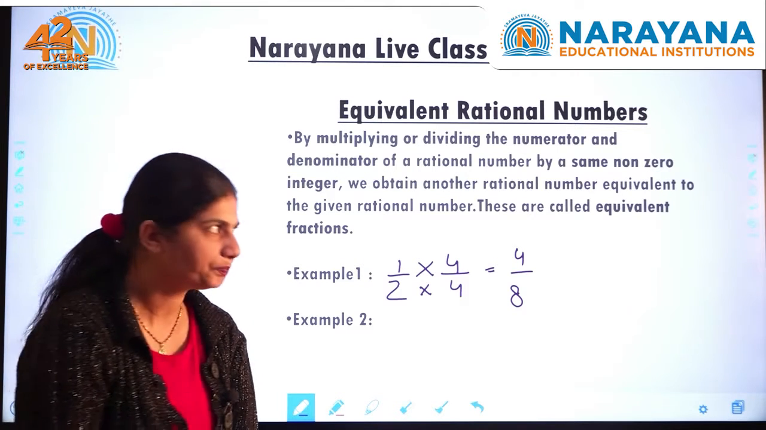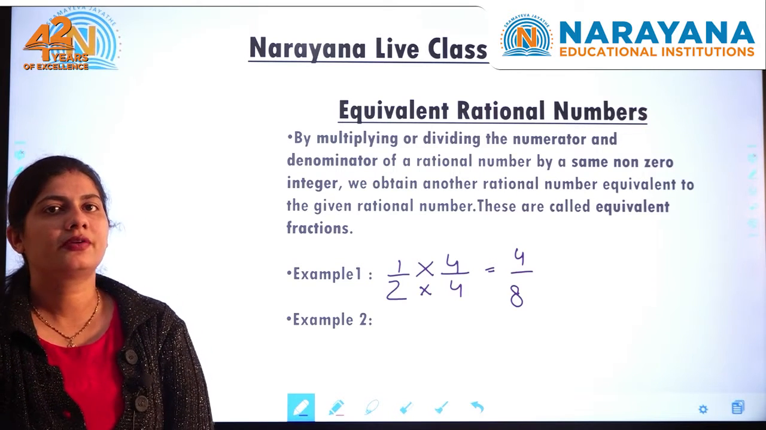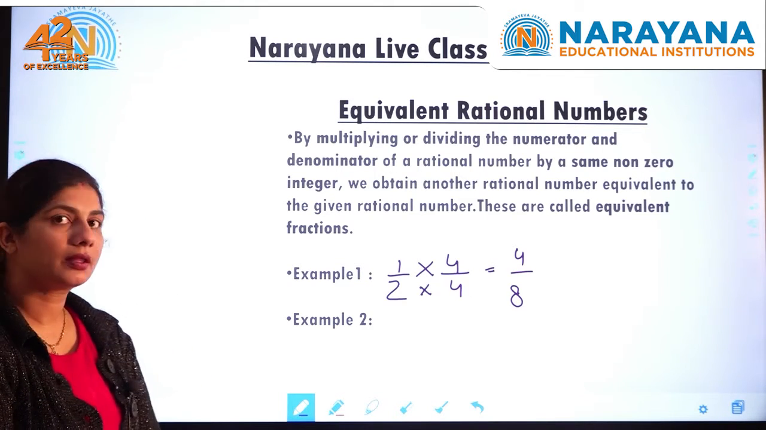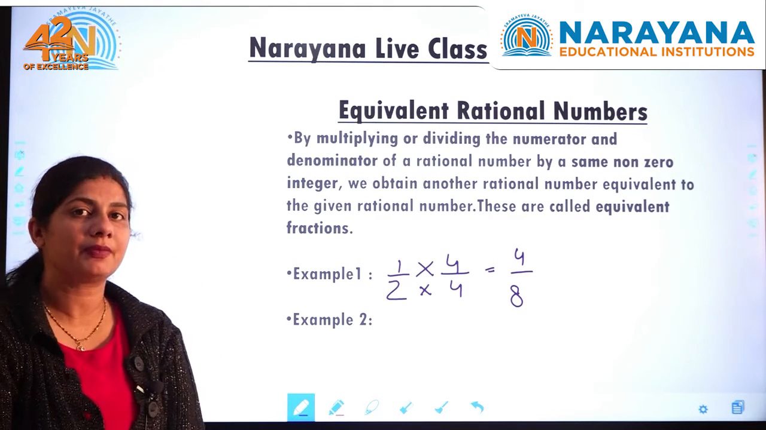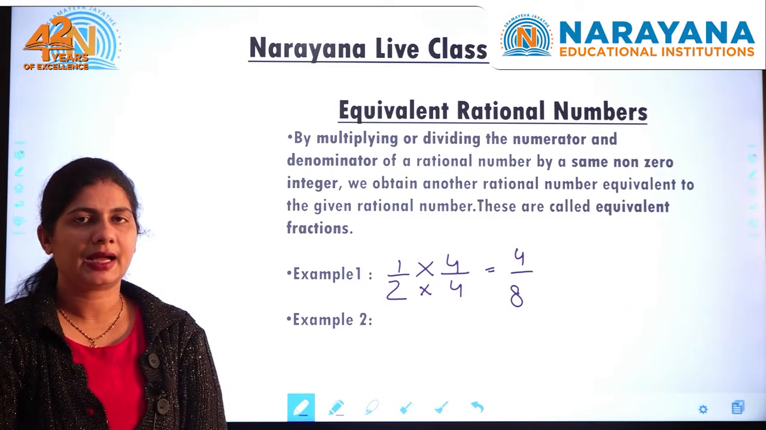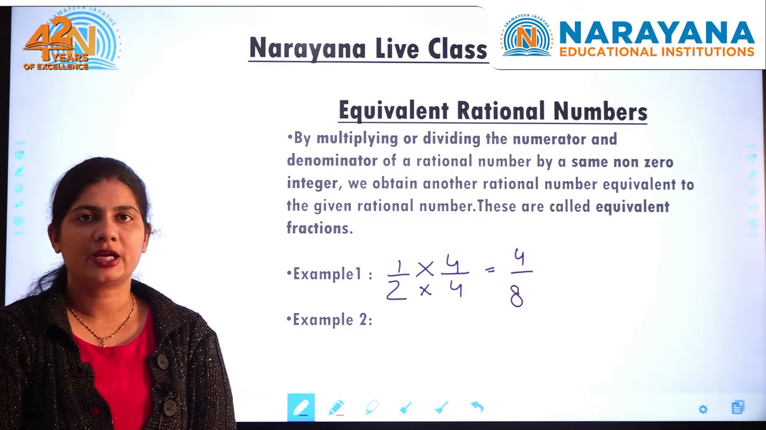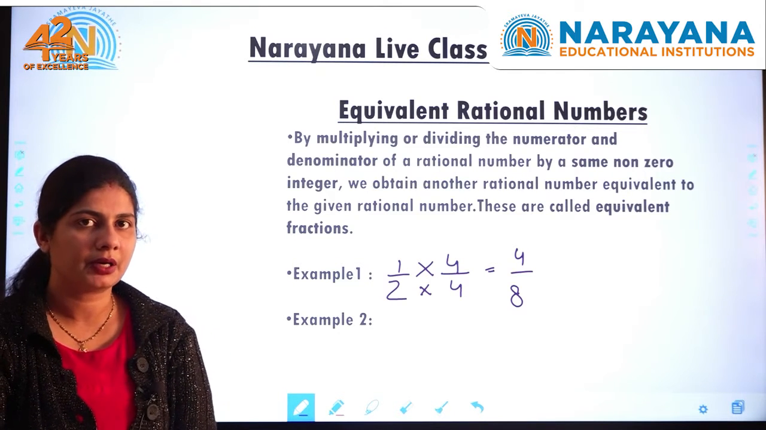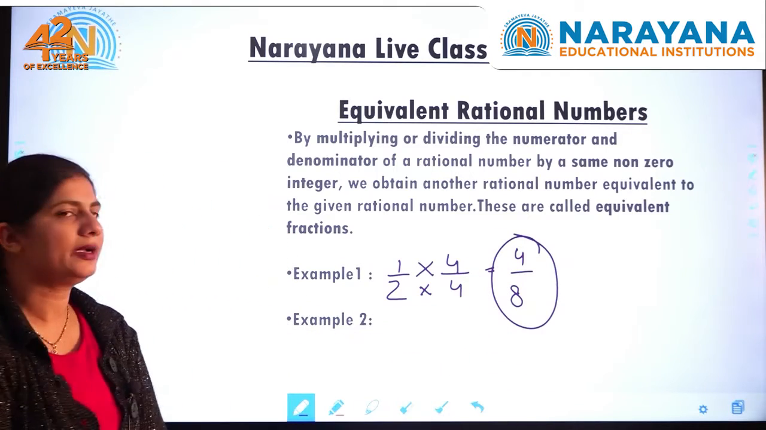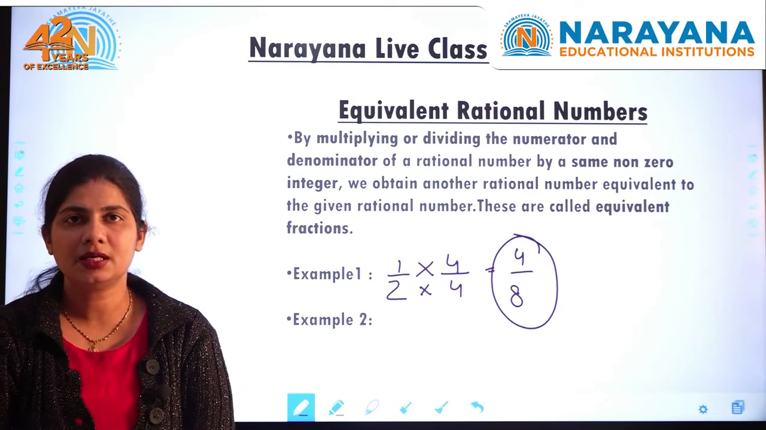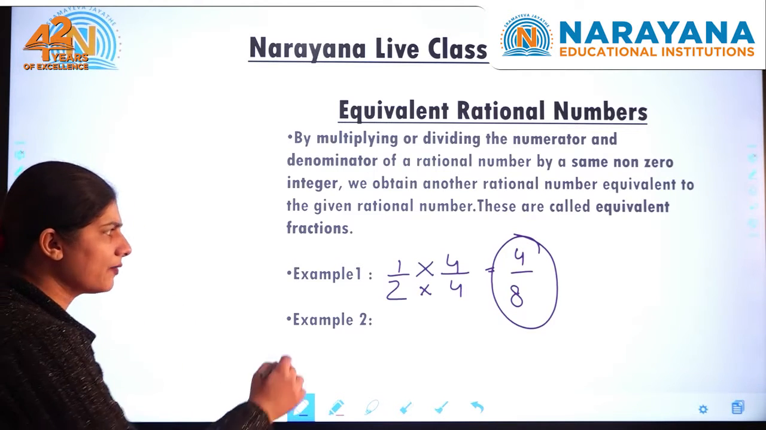Okay, let us see. If we multiply or divide the numerator and denominator of a rational number by the same number, the result we get is known as an equivalent rational number. Let us take one more example.